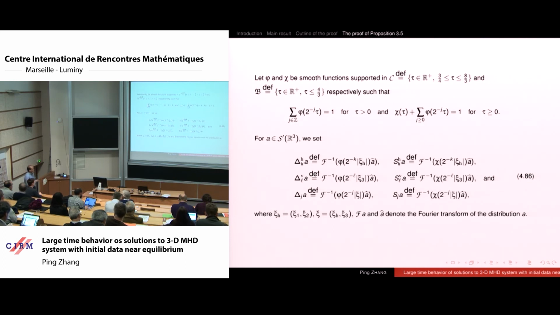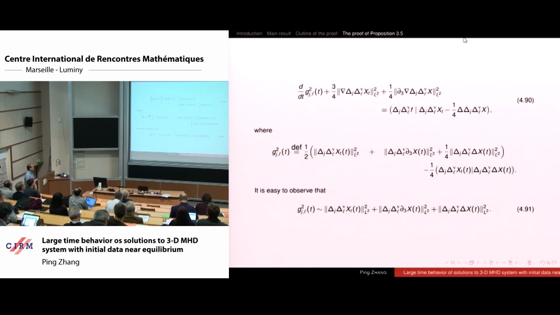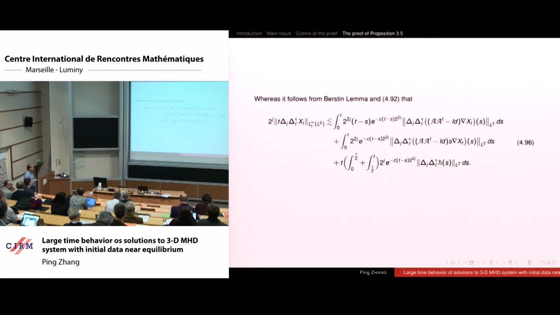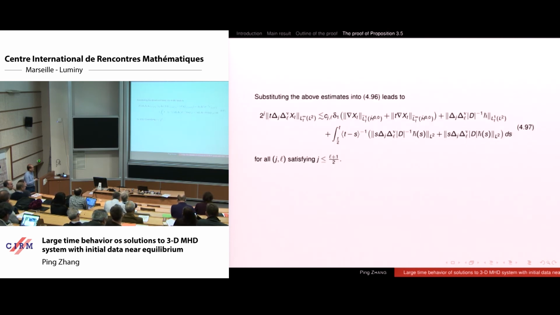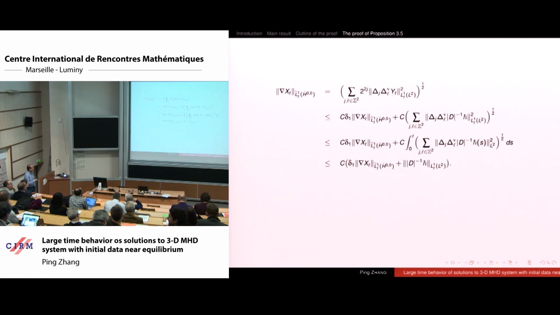So I'm going to stop here because the other part is rather technical. I already put this part in a paper on arXiv. So if you are interested, you can check it on arXiv.